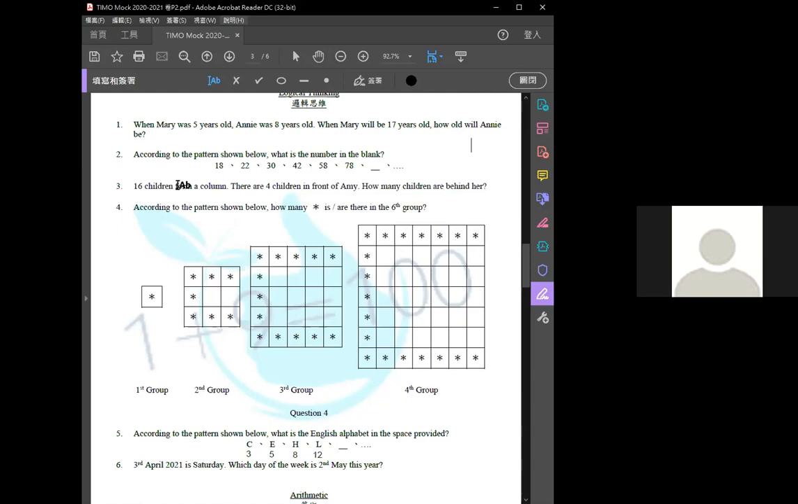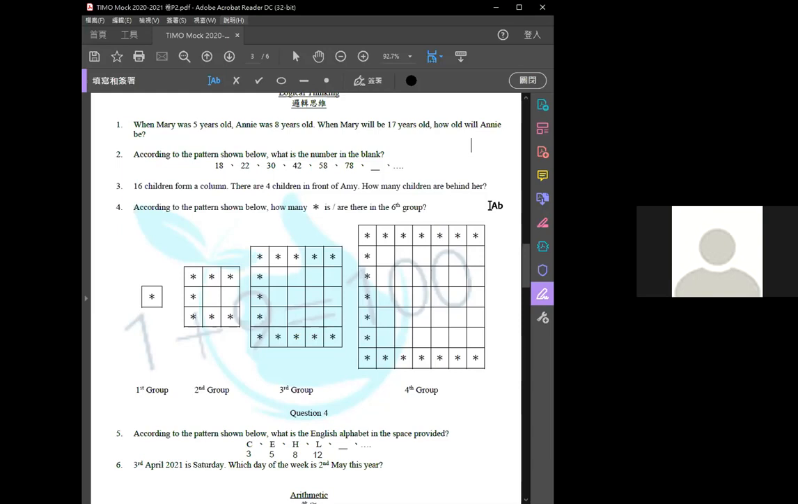Question 3, 16 children form a column. Amy is also one of the children that forms the column. And then there are 4 children in front of Amy. How many children are behind her? So we know that in front of Amy there are 4, but we also need to consider that Amy is one of them. So we need to add 1 to 4. So we assume that of the 16 children, there are 5 children in front of Amy, including Amy herself.